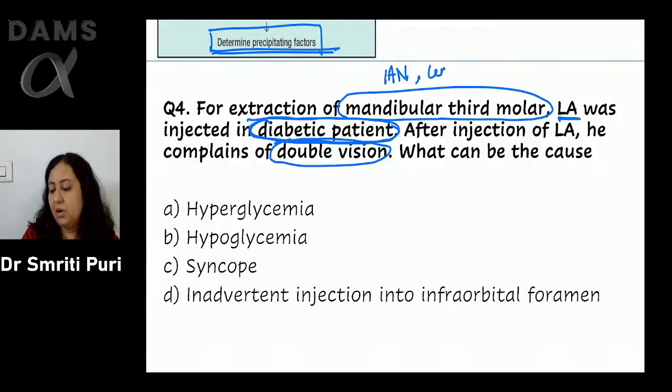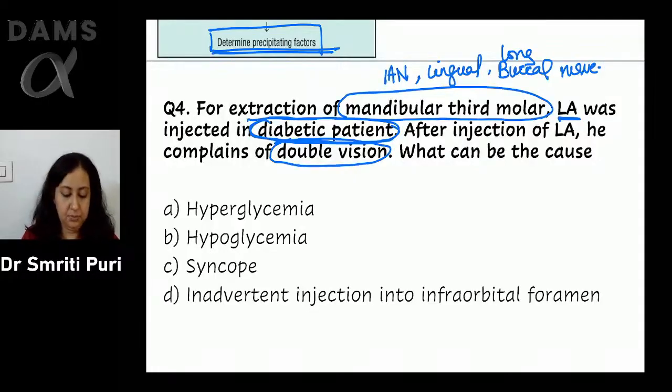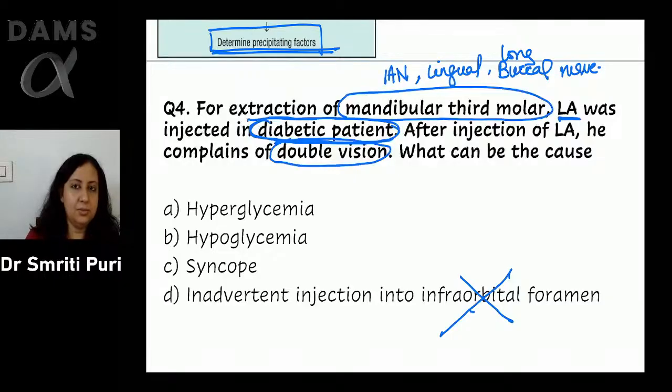You will give a lingual nerve block and a long buccal nerve block. There is no way the LA can go into the infraorbital foramen. For a mandibular third molar, you will not give any maxillary nerve block. So this is ruled out.